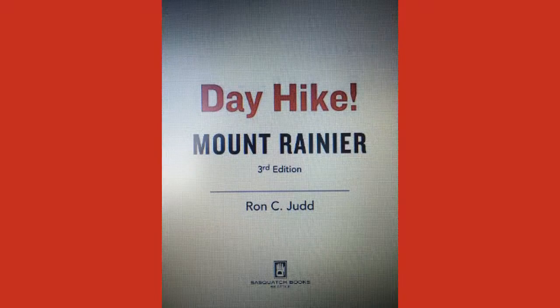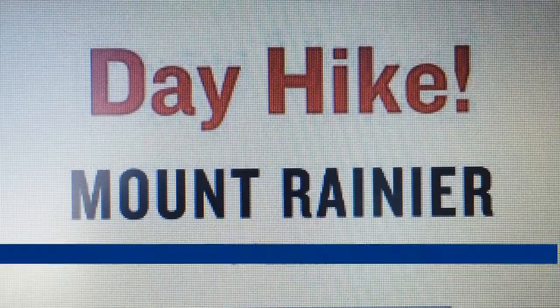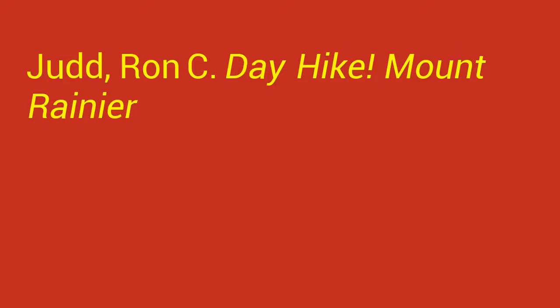When writing your citation, you will need to put the author's last name first, followed by a comma, their first name, and their middle initial, followed by a period. Next, we will locate the title of the book. We can find that on the title page too. The title of this book is Day Hike, Mount Rainier. You will need to add the title into your citation. After you add the title, italicize it, and then add a period.